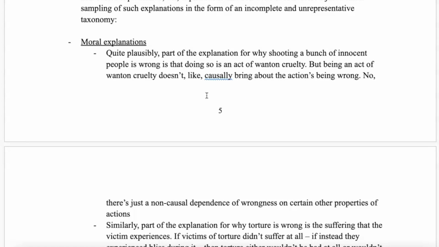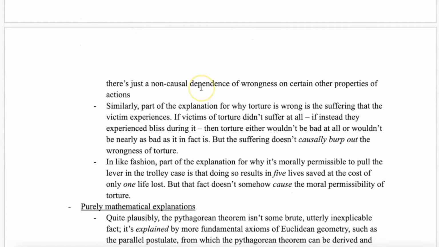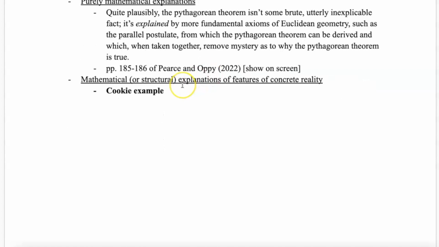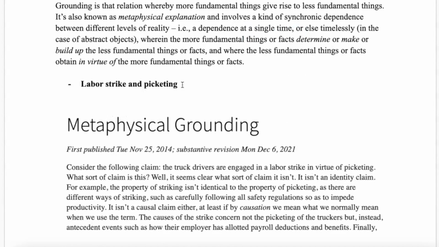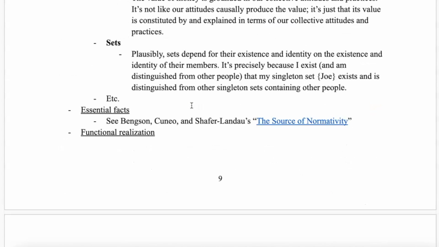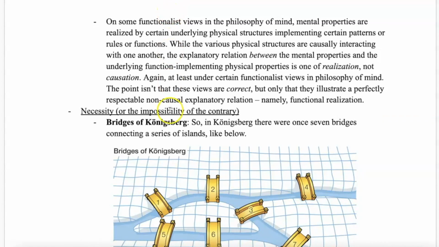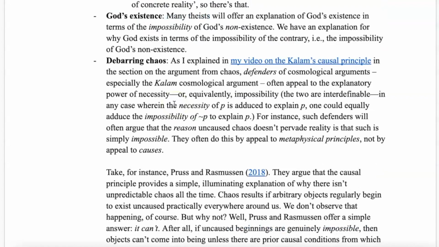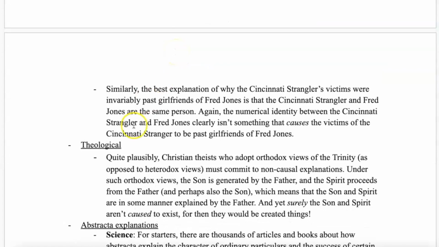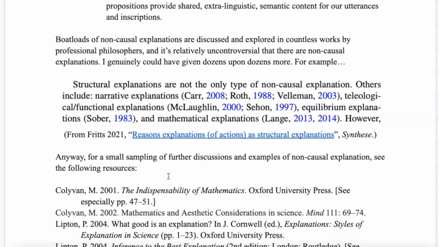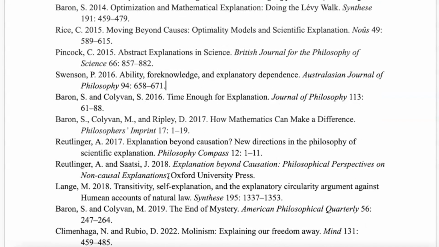And even within these kinds, there are various different instances or subtypes. So we went through moral explanations, purely mathematical explanations of other mathematical facts, mathematical or structural explanations of features of concrete reality, grounding style explanations, explanations by appeal to essential facts, like what it is to be something, explanations that appeal to functional realization, explanations that appeal to necessity or the impossibility of the contrary, explanations that appeal to identity, theological explanations, abstracta explanations, and so on. So shout it from the rooftops, scream it from the pulpit, don't ignore non-causal explanations.